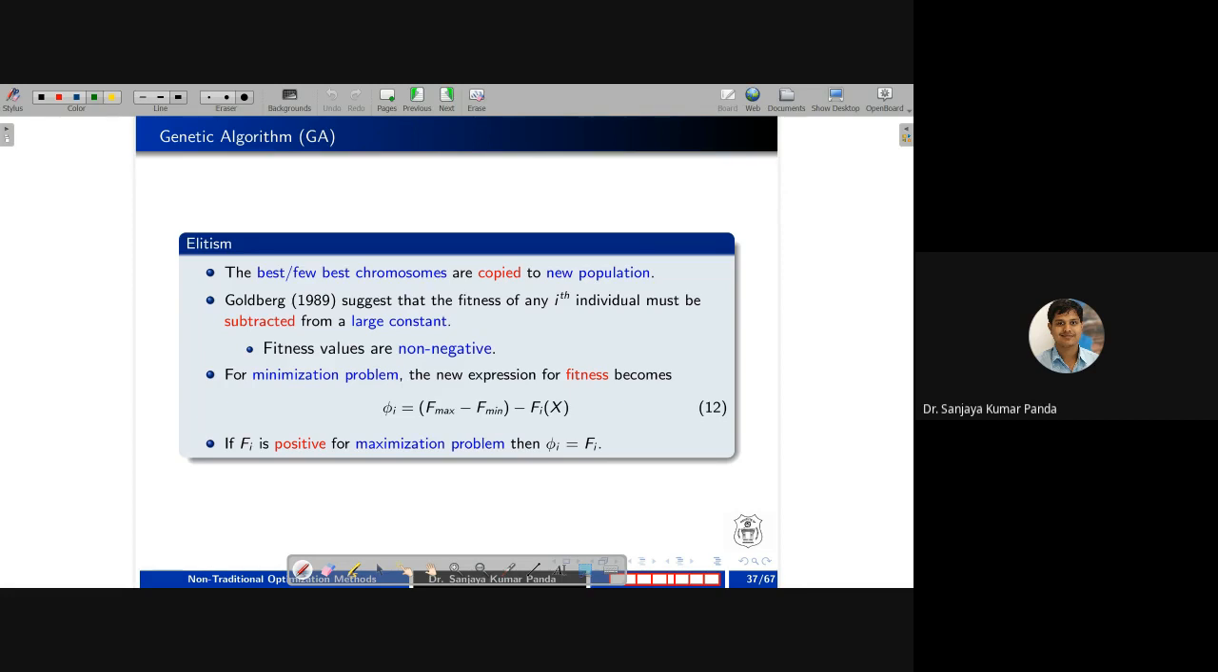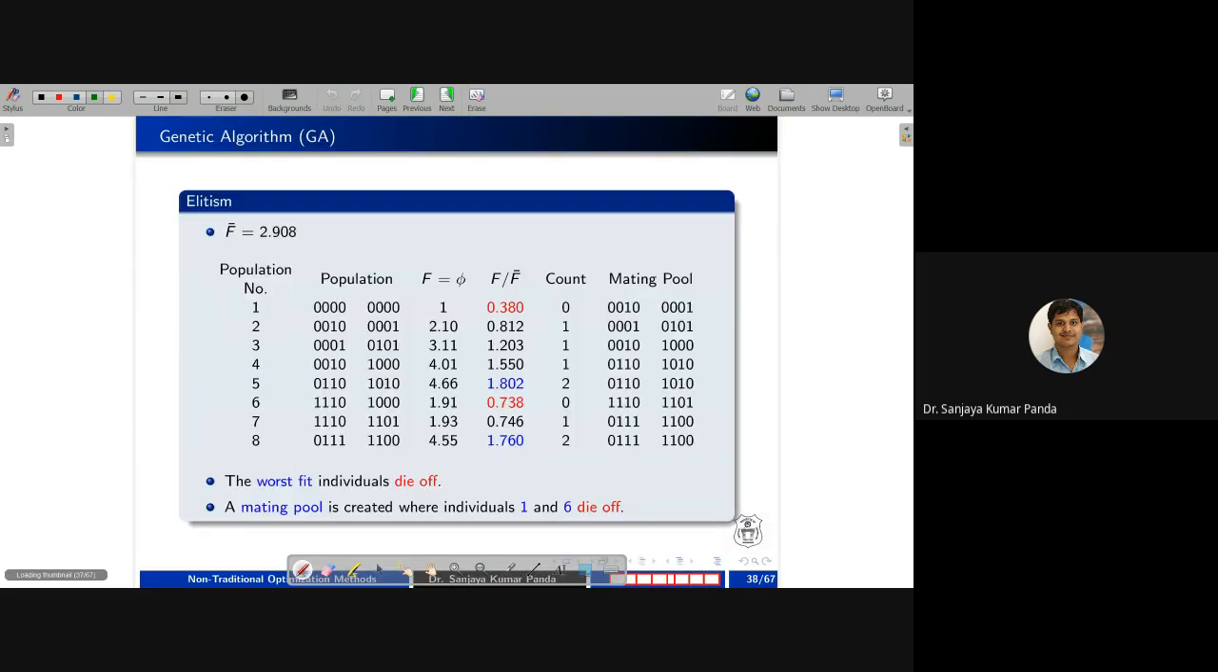And if you are dealing with a minimization problem, the new expression of fitness you can calculate as fmax minus fmin minus fi of x. And if fi is positive for a maximization problem, then phi i is equal to fi, right? So let us take an example to understand how elitism actually works. We have taken 8 different populations and their fitness values. Then we have calculated the current fitness divided by the average fitness. If you calculate the average fitness by taking the sum of these fitness values divided by 8, you will get the value as 2.908.